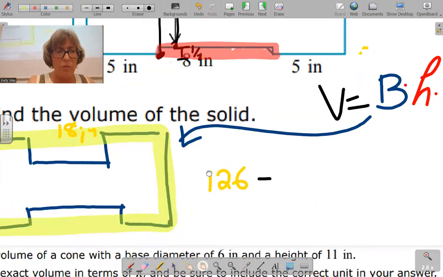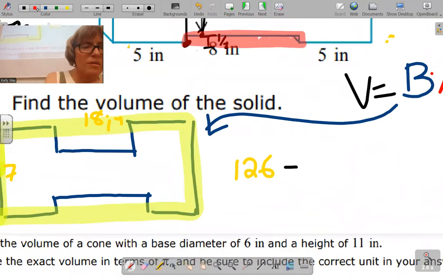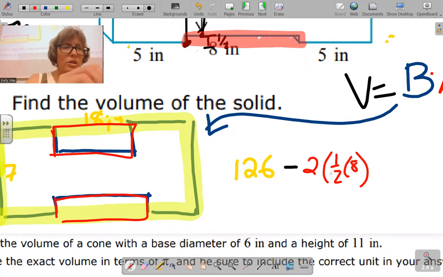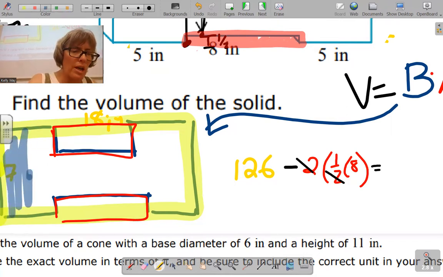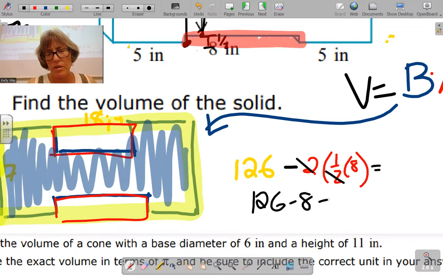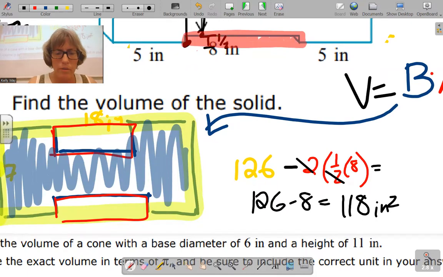And we have 2 of them, if you will. These guys, 2 of them. So we have 2, and it's 1/2 times 8, which those cancel. Ta-da! So that means our composite base, which is this I, is 126 minus 8, which is 118. And inches squared.